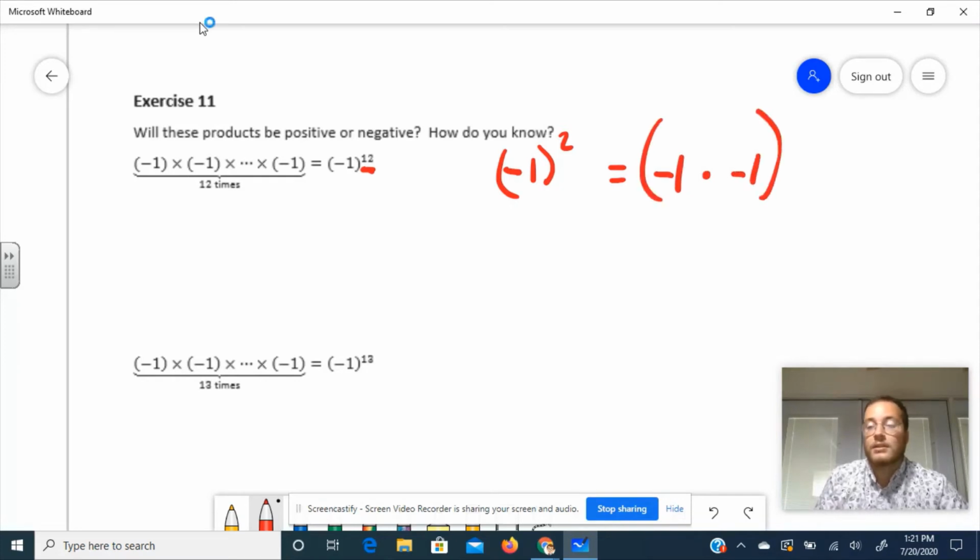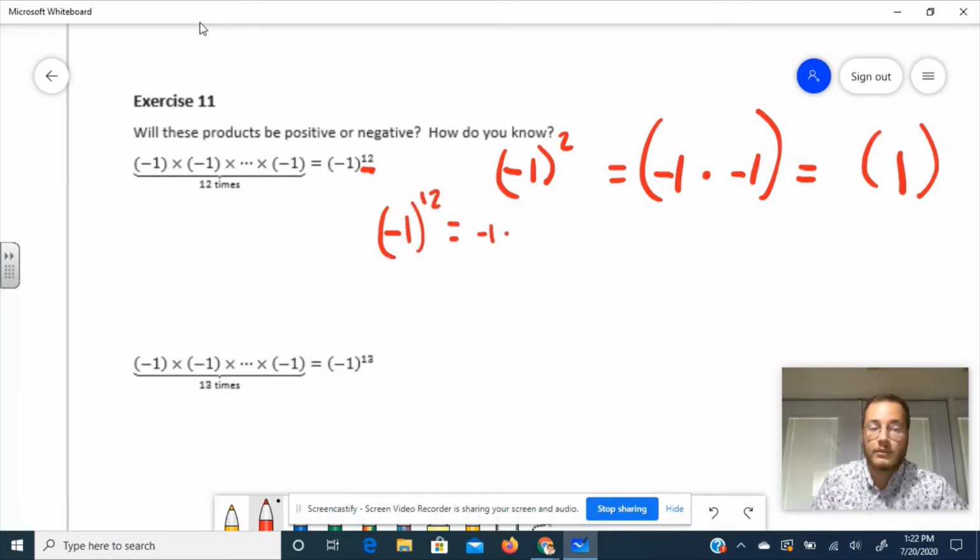And if I have 1 times 1, we know that that equals 1. But right here I have a negative times a negative. Remember in 7th grade we went over those rules? Whenever you have a negative times a negative, it equals what? It will always equal a positive. So whenever you have an even amount of negative numbers being multiplied by each other, your product is going to be positive 1. And if you don't believe me, we can do -1 to the 12th power.